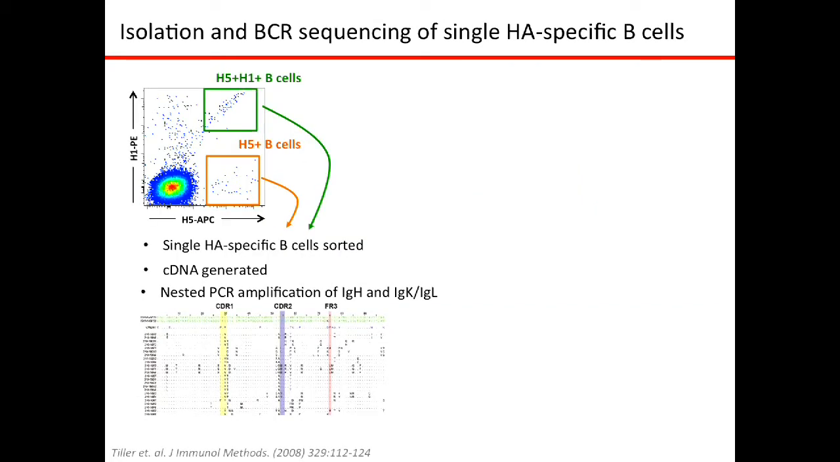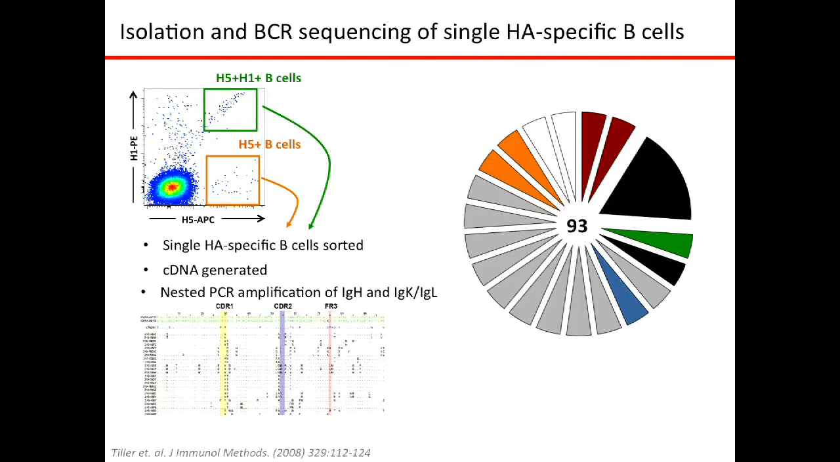So if we go into those stem-specific cells and look at the single B cell, take out their immunoglobulin, and look at the relatedness of all the immunoglobulins within that population, we can do this by single cell sorting again. We can generate cDNA, and then use nested PCR primers to amplify the heavy and the light chains. For the next couple of slides, I'm going to represent the antibody relationships in a pie chart, which Rick loves, right? Rick loves pie charts.